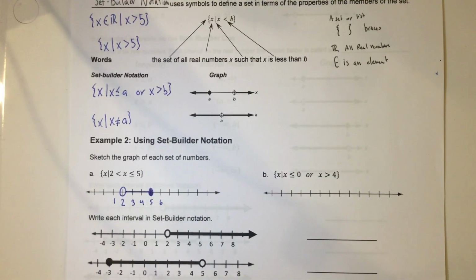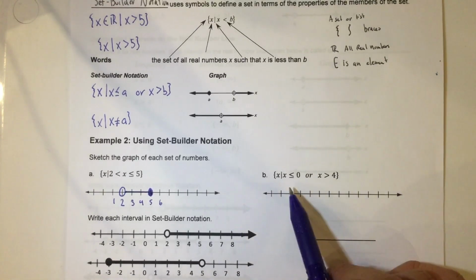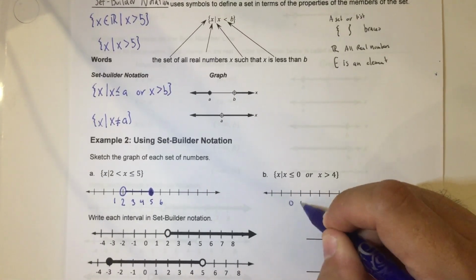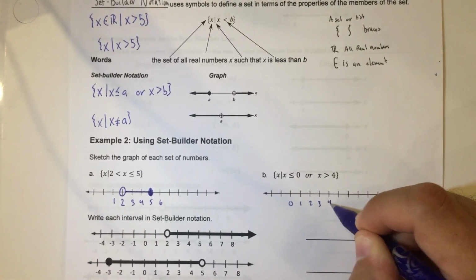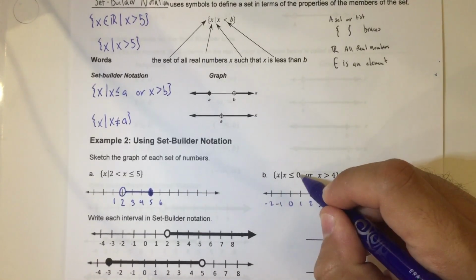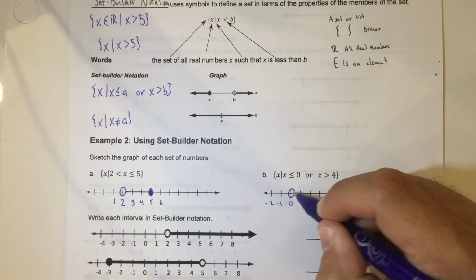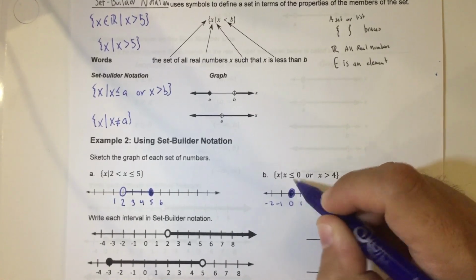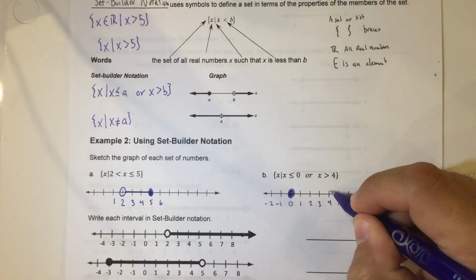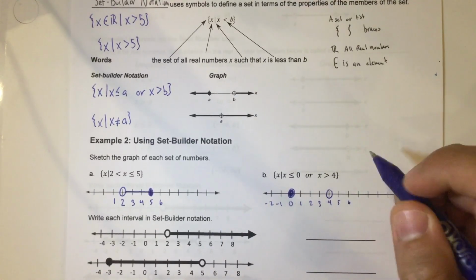All right, for letter B, x such that x is less than or equal to 0, or x is greater than 4. So once again, we're going to plot our numbers. So let's put a 0 here, 1, 2, 3, 4, 5, 6, negative 1, negative 2. So above 0, we're going to put an open circle, and then we're going to fill it in because it's equal to it. And then above 4, we're going to put an open circle, and we're not going to fill it in because it's greater than.